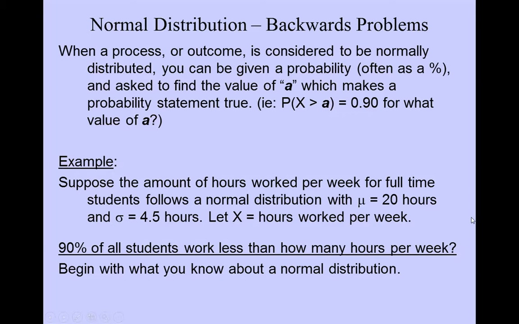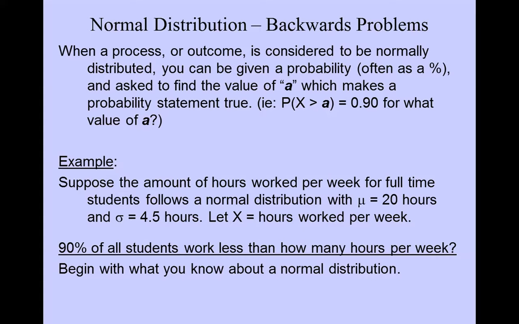Normal distribution, reverse exercises. When a process or outcome is considered to be normally distributed, you can be given a probability, often written as a percent, and asked to find the value of interest A, which makes a probability statement true. For example, the probability that X is larger than A equals 0.90 for what value of A?